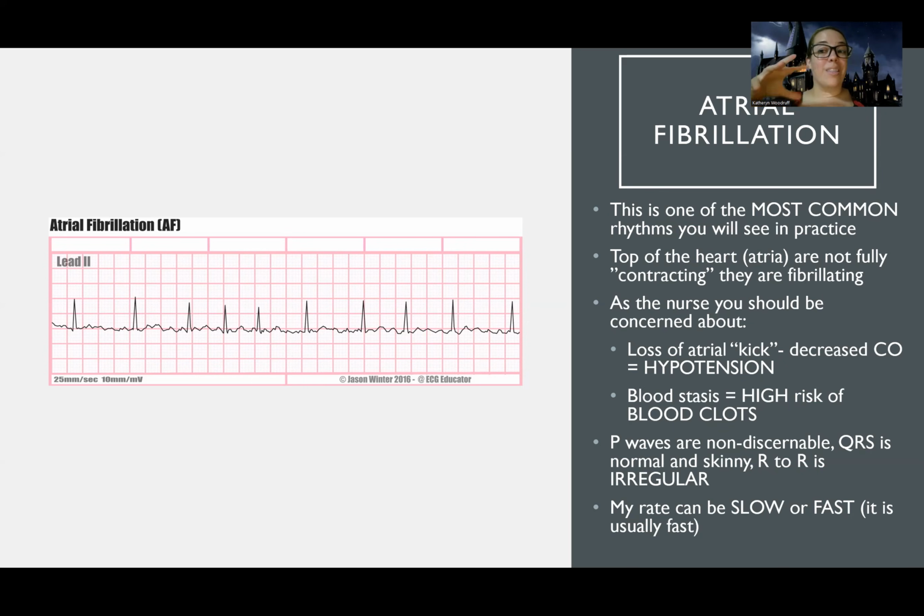The other problem is because I'm not moving blood forward, it's just chilling in one space. And anytime you think pooling of blood or hear about pooling of blood, you should think blood clots. So these patients are super high risk for blood clots. And I'm really going to be concerned about this, because not only are they pooling blood, but where is the blood pooling? In the atria. And if they have a clot that forms in there, where is it going to go? If it's on the right side of my heart, it's going to go to my right ventricle and then into my lungs. If it's on the left side of my heart, it's going to go into my left ventricle and then somewhere in my body.